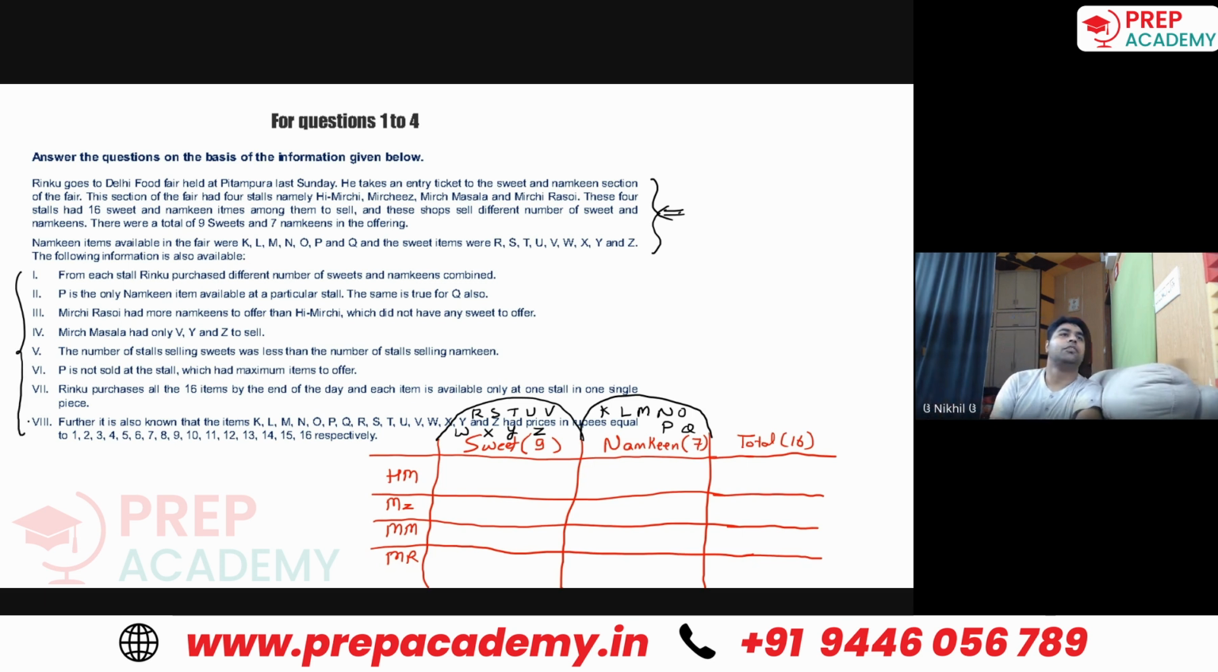For each stall, Rinku purchased a different number of sweet and namkeen combined. So that means this total, these X, Y, Z, and W values are different. X is not equal to Y or Z or W. Similarly, no particular value is the same as another value. This is what the first statement talks about.